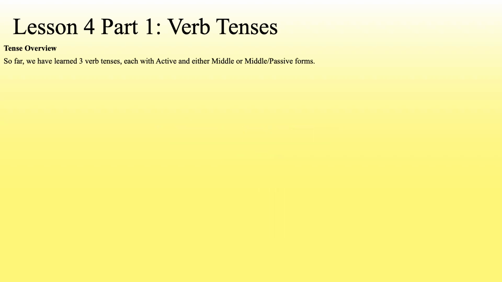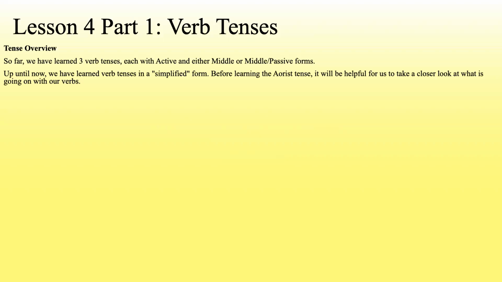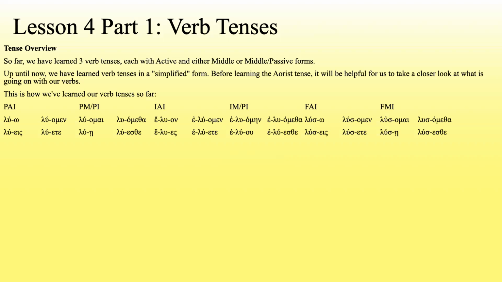So far we have learned 3 verb tenses, each with active and either middle or middle passive forms. And up until now, we've learned our verb tenses in a simplified form. We did briefly talk about the omicron epsilon theme vowel when we introduced the future, but we didn't really take a good hard look at what was going on. So we're going to do that now. Before learning the aorist tense, it will be helpful for us to take a closer look at what is going on with our verbs. So this is how we learned our verb tenses so far.